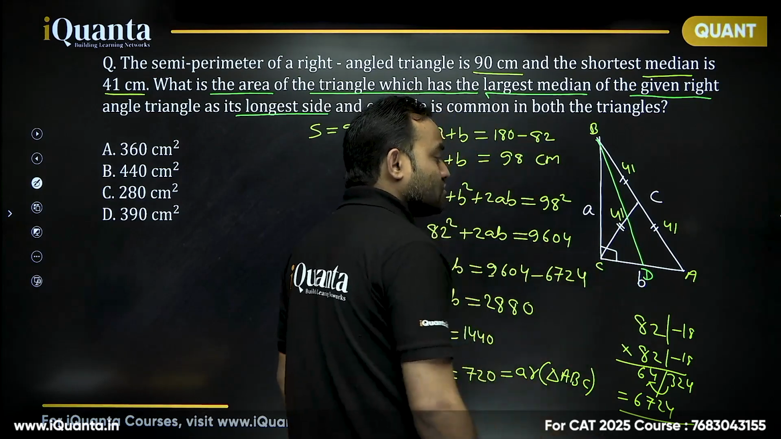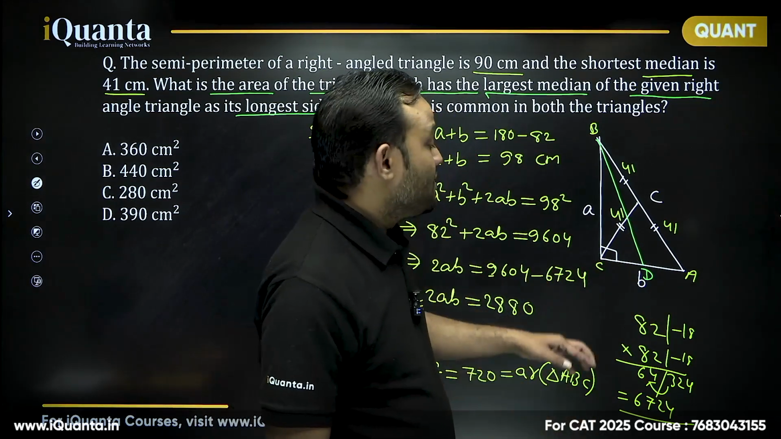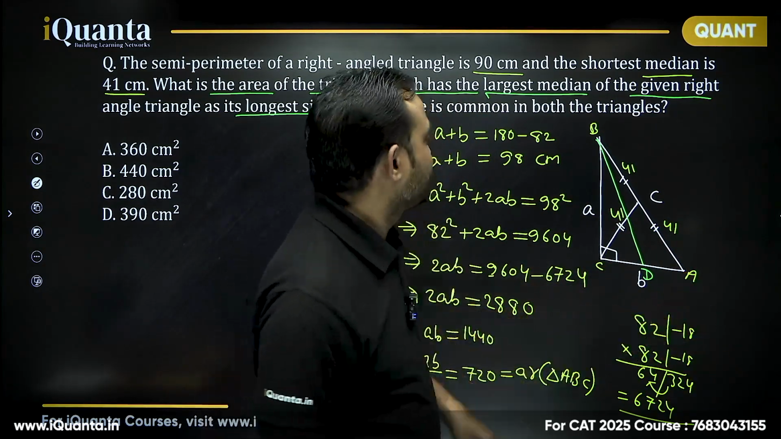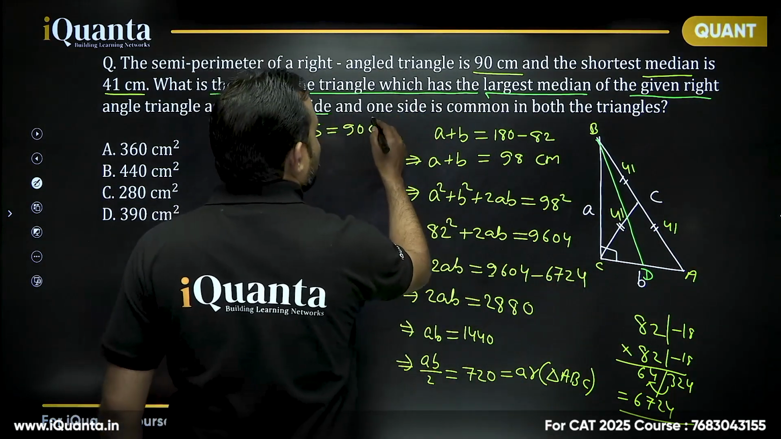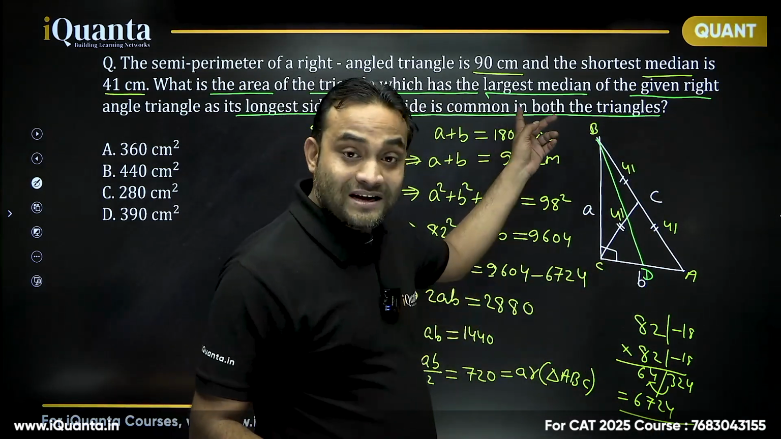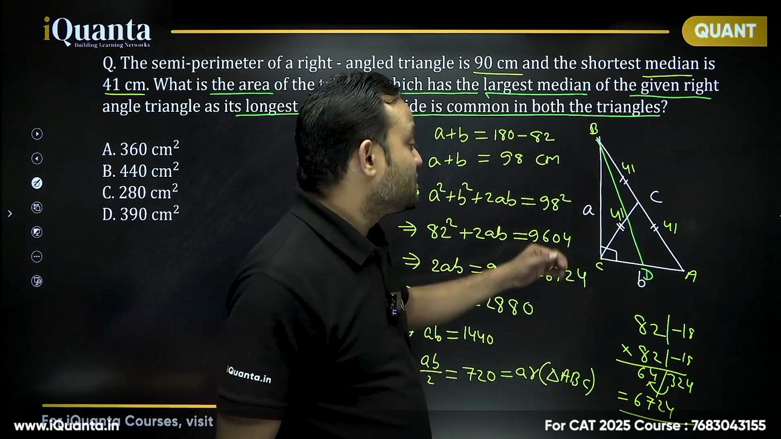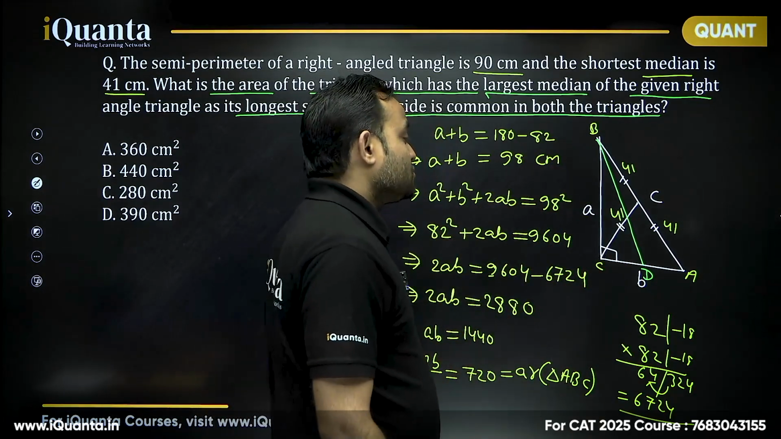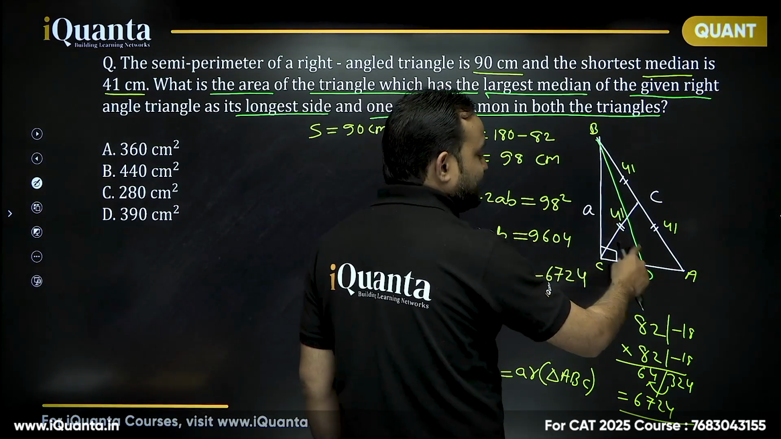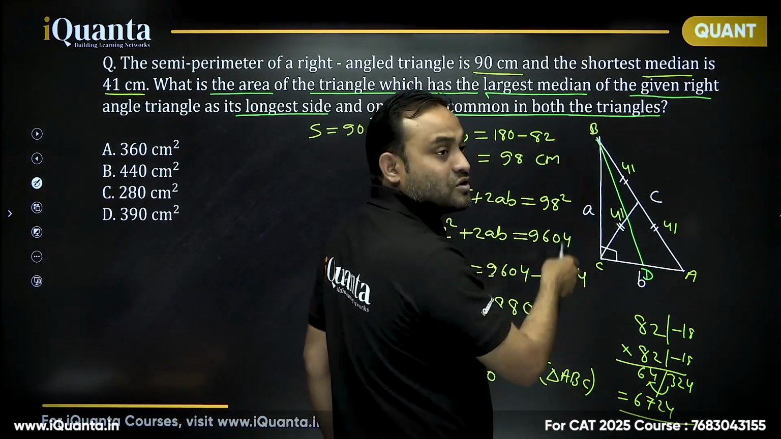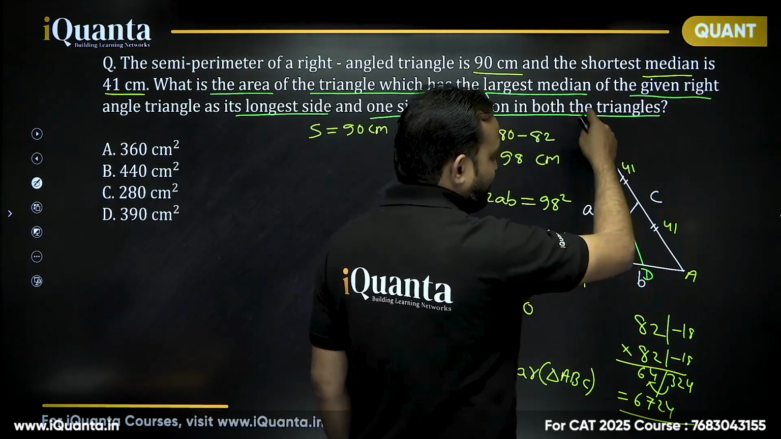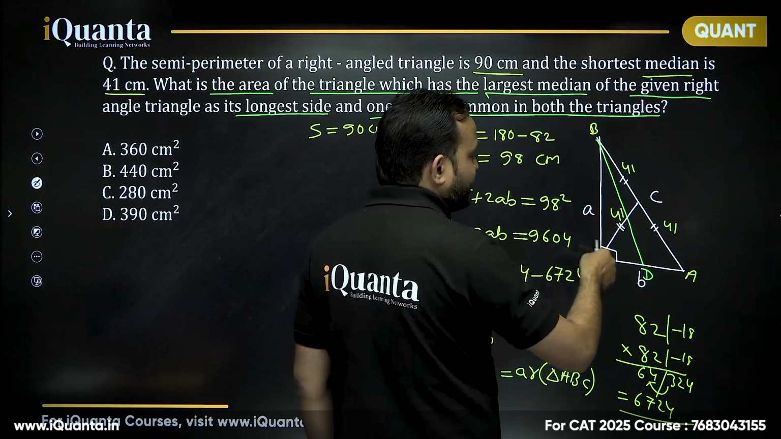So this will be the largest median. So there is a triangle for which BD is the largest side and one side is common in both the triangles. Which both triangles? The new triangle that we are talking about, and the given right angle triangle. So what are those triangles? Either it's BCD, BC common, or it's BDA.